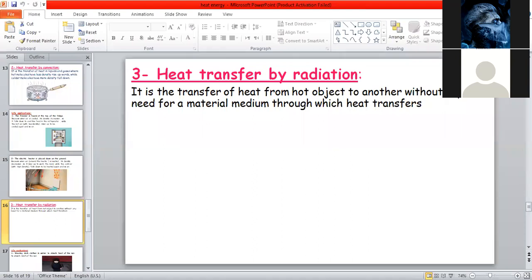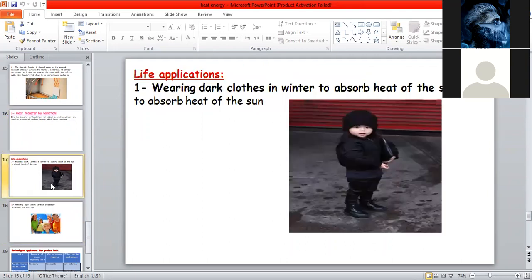Why? Because the heat of the sun transfers through the vacuum, or through the air, without any material medium to transfer the heat. So we have two live applications about this point.